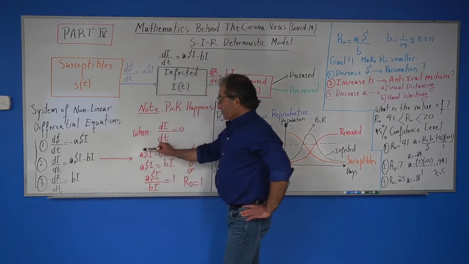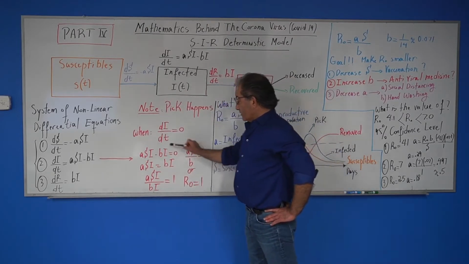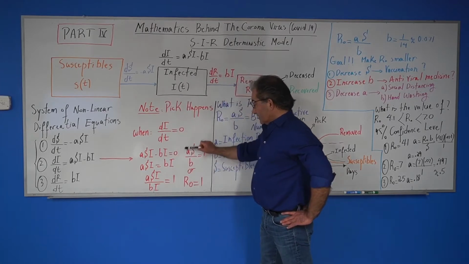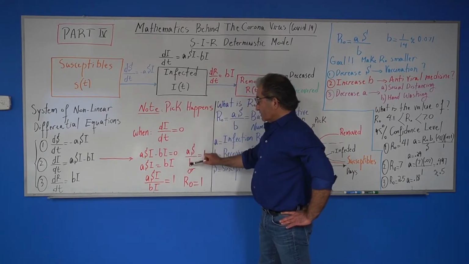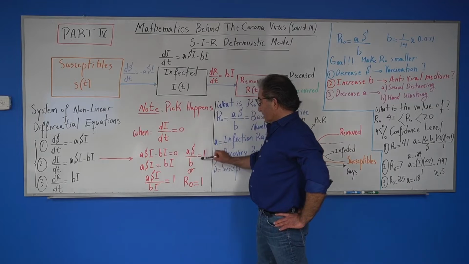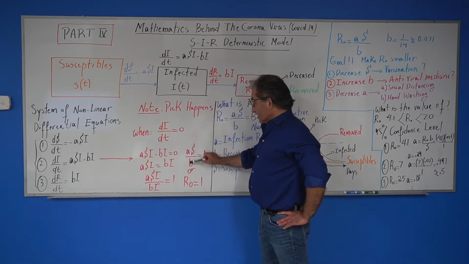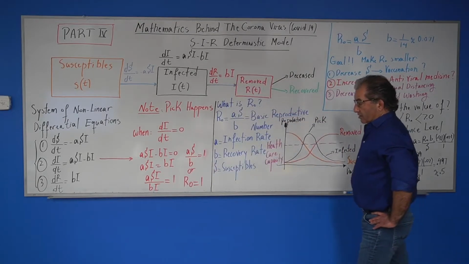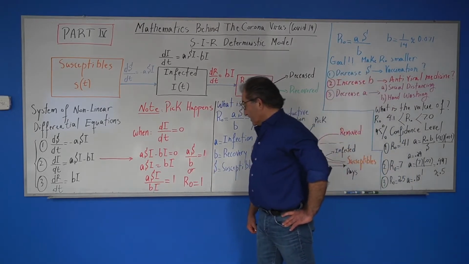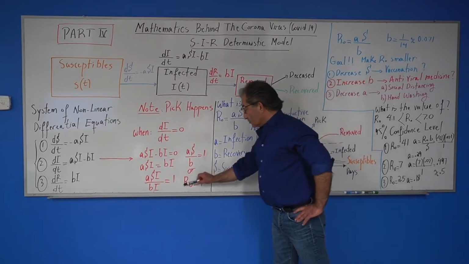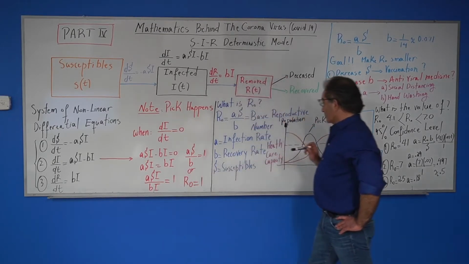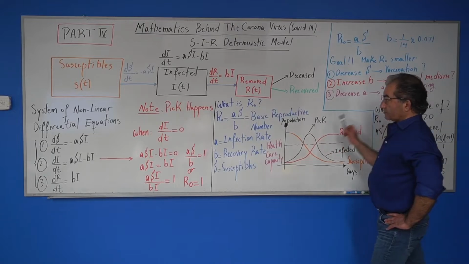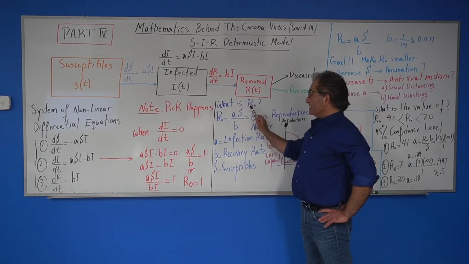Putting that equal to 0 and solving it, we can isolate this fraction, which is aS over b, should be equal to 1. What is aS over b? That's R naught, the big R naught we hear every day. So it's controlling this value that's going to control that peak. Let's go over this. What is R naught?